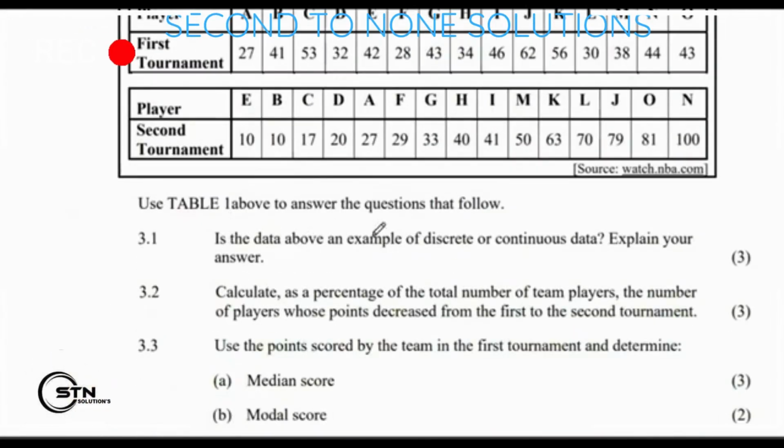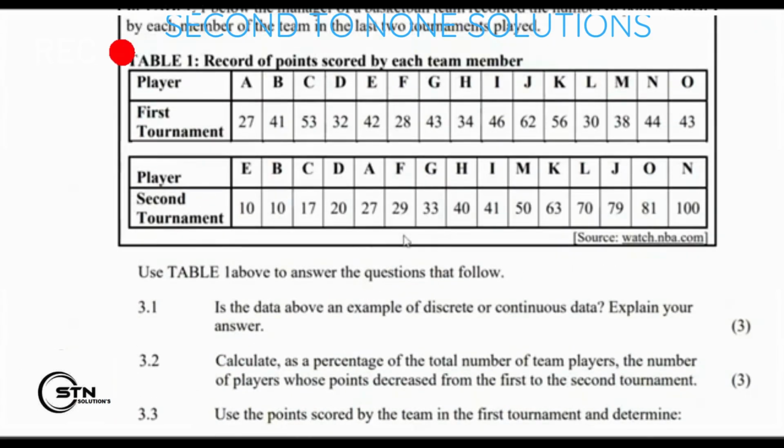Is the data above an example of discrete or continuous data? Explain your answer. Remember, discrete, we said these are all numbers. Continuous, numbers with commas. Or discrete, it's countable. You can count. Continuous, it's measurable or it's measured.